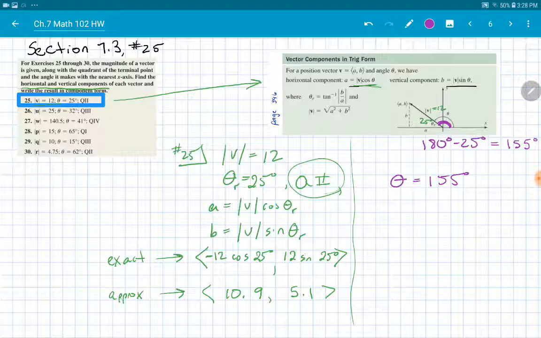I got the 155, so if I use the position angle, then I don't have to think about the quadrant anymore. And I don't have to change the sign. So A equals V cosine theta, B equals V sine theta. So my component form is 12 cosine 155 and 12 sine 155, and I'll get the same results, except this time I don't have to change the sign, because since I'm taking the cosine of 155, I will get a negative number.